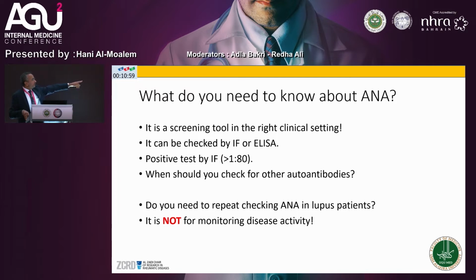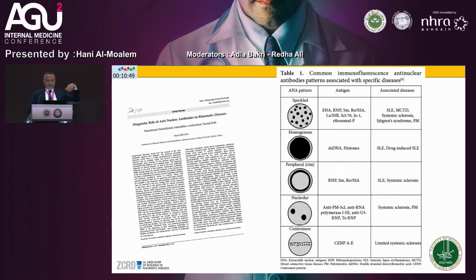ANA doesn't correlate with disease activity at all. Doesn't correlate. So just forget it. ANA positive once, lupus, forget it. You don't need to repeat it. And I won't spend too much time. This used to be classical. Me and Prof. Sahar are old school, so we used to know this. But right now, I don't think anyone is following these.